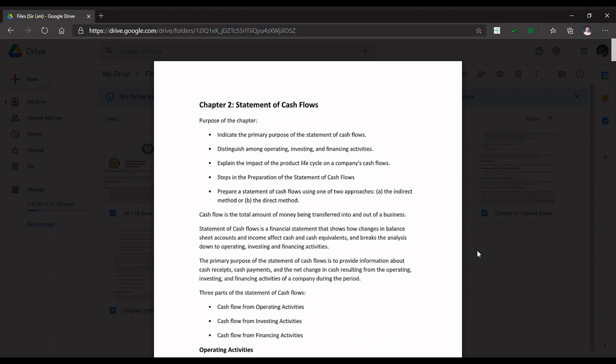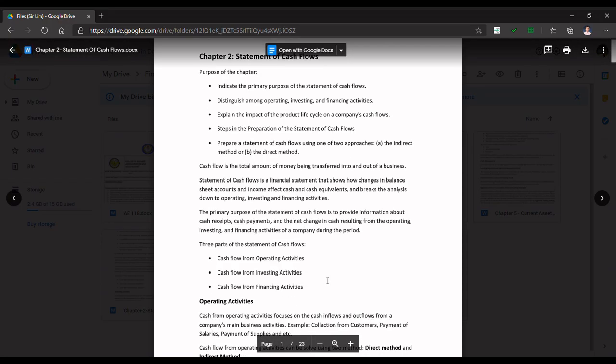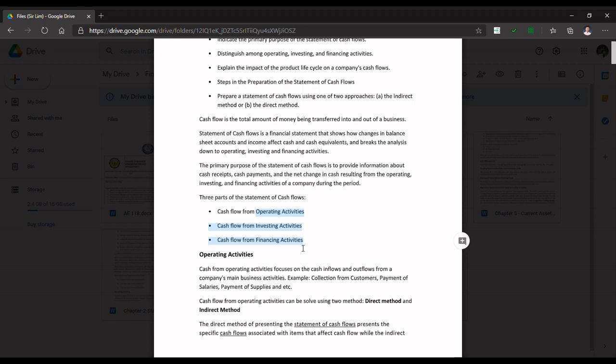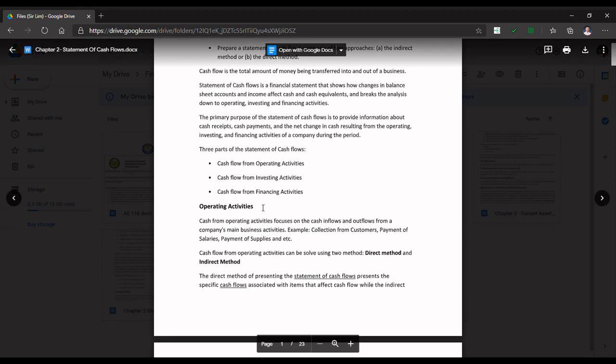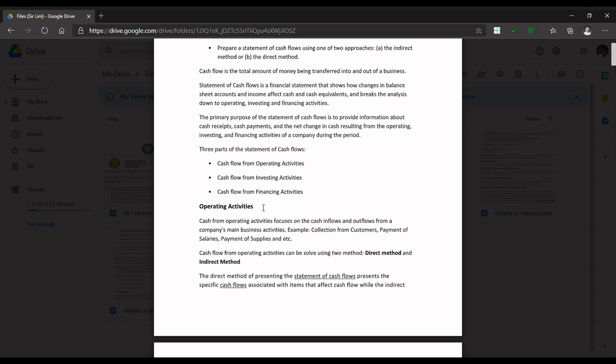We have three parts of the statement of cash flows. We have cash flow from the operating activities, from the investing activities, and the financing activities. So in order to make a statement of cash flows or to better understand it, we should know the difference between all of these three. Okay. In the statement of cash flows, we compute for all of the operating, investing, and financing activities separately. So normally we compute for the operating activities first.